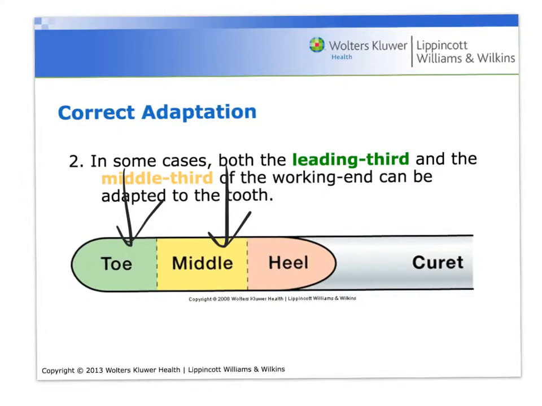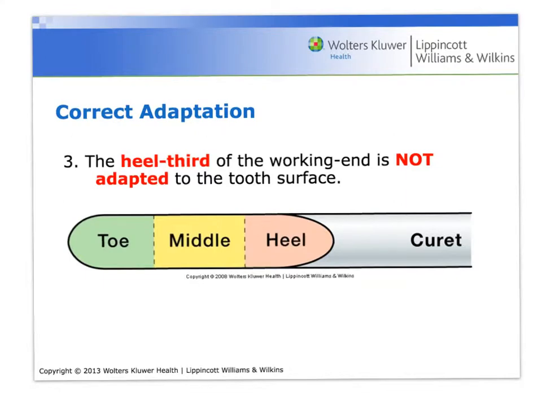So an example of this could be the facial or the lingual aspect of a molar, because that's a wider tooth. Pretty much when you go interproximally, you're always going to be on the toe or the tip. The heel, or the back 1/3 of the instrument, is never adapted to the tooth surface. We just don't have teeth that would be that wide or that flat where the heel of the instrument would ever have any adaptation to that tooth surface at all.